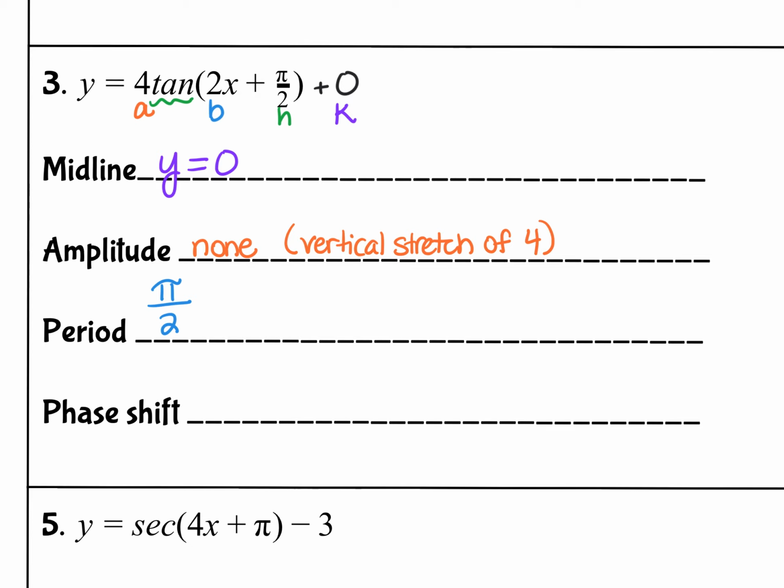And then finally, our phase shift. We take that 2x plus pi over 2, set it equal to 0, and solve for x. The first thing I'll do is subtract pi over 2 from both sides. And then I'll divide both sides by 2, which is the same as multiplying by 1/4. And we get pi over 4. Because it's positive, we're going to move right pi over 4 units.